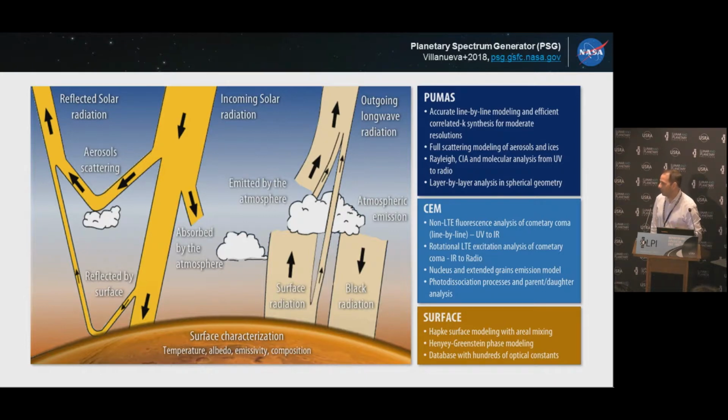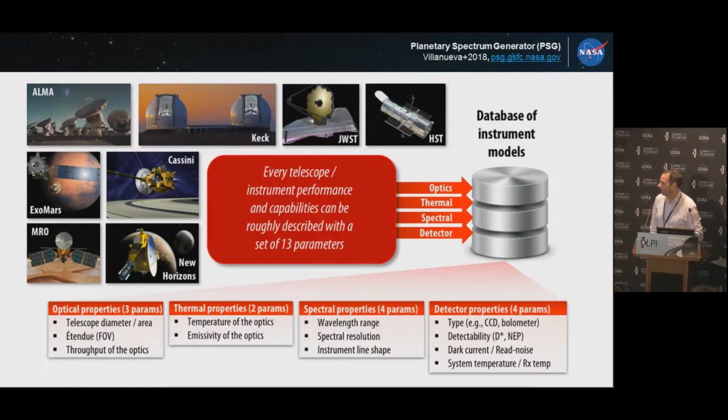Most of the people that I know work with this use it for studying icy bodies like Pluto or Europa, so they can model the surface of the body with this Hapke model.